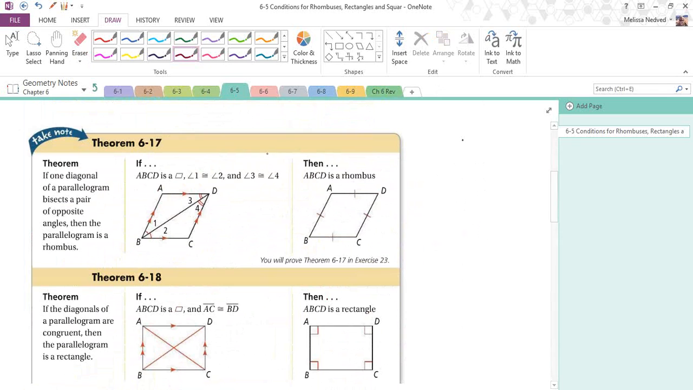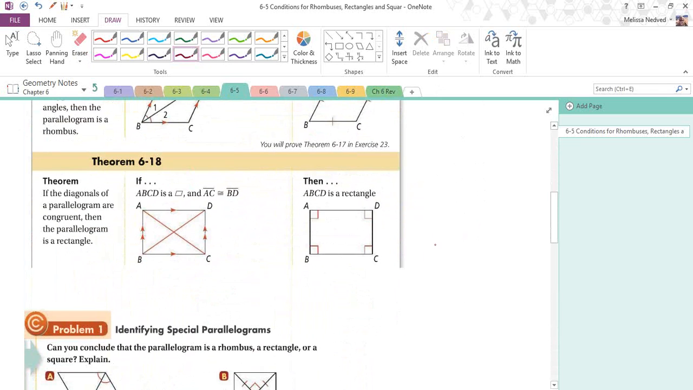We've just got one that we're going to use for rectangles, and that's theorem 6-18. And that tells us that if the diagonals of a parallelogram are congruent, then the parallelogram is a rectangle. So if I know my diagonals are congruent, and I know it's a parallelogram, then I know it's a rectangle. And just like with section 4, if I can identify something as both a rectangle and a rhombus, I'm going to go one step further and call that a square. Don't leave it written as both a rectangle and a rhombus.